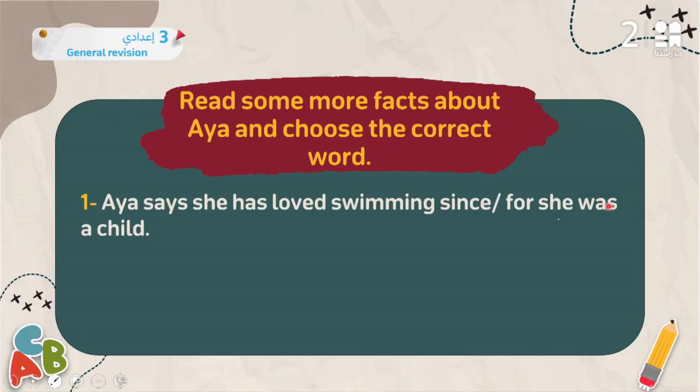طيب هنا أنا عندي she was a child. I have a subject and I have a sentence in the past simple. يبقى what is the correct choice? The correct choice is since.